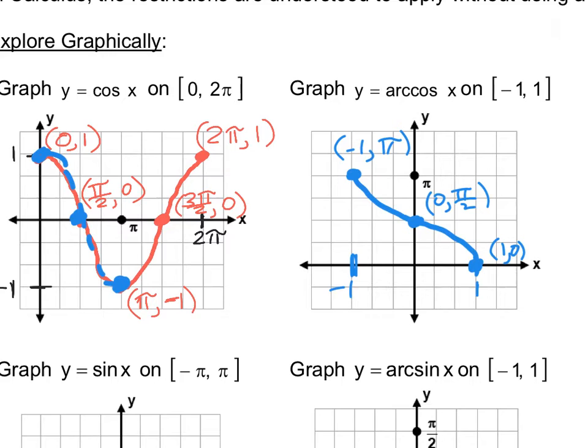So if I plotted 3 pi over 2, comma 0, that would plot right here on the y-axis at 0, comma 3 pi over 2. So this graph would loop back upon itself, all right? Which would cause it to fail the vertical line test, which would make it not a function, right? So we're only concerned with graphs that are functions.